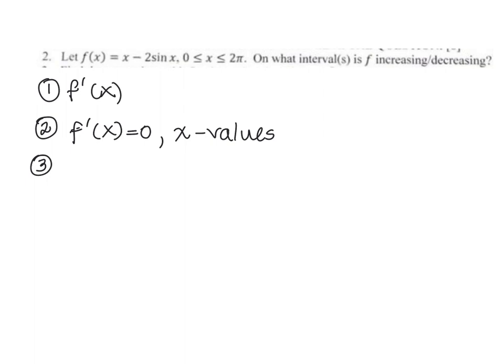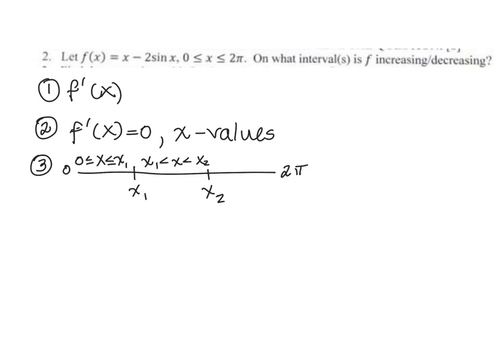The third thing we're going to do is put those x values between 0 and 2 pi on a number line, and what it does is break up our interval into pieces, into sub-intervals. And what we want to know is what happens between 0 and our first value. So we're going to test points in that interval, and we're going to test another one in our next interval, and then we're going to test the last one, which will be x sub 2 to 2 pi.